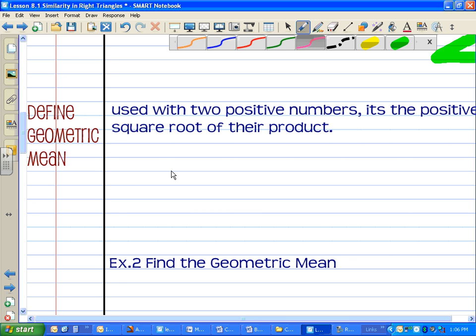So, for example, what's the geometric mean of 4 and 25? Okay, so to do the geometric mean, basically all you're doing is saying, oh, I got to do 4 times 25 is 100, and then you do the square root, and your answer should be 10.